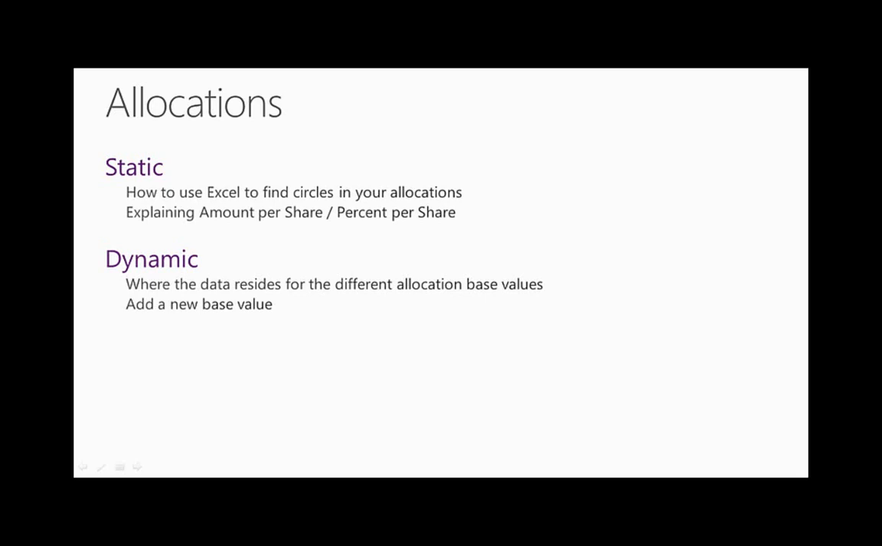If you have a lot of allocations, then these things are hard to find, but using Excel it is very easy. So you will learn a possibility how to debug these settings, and I will explain in more detail the amount per share and percentage per share allocation settings, so that it's maybe not so confusing anymore. And for dynamic allocations, there is a table showing you where the data is stored for the different base values you can select in the dynamic allocations, and how to add a new base value.